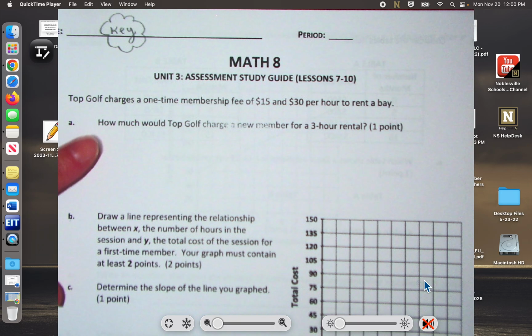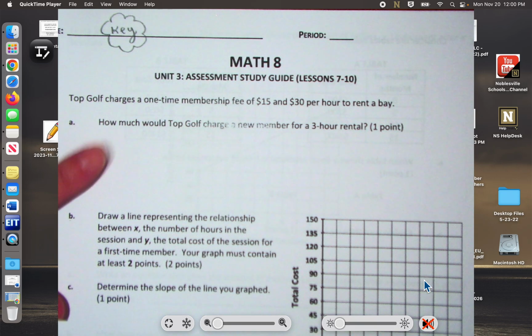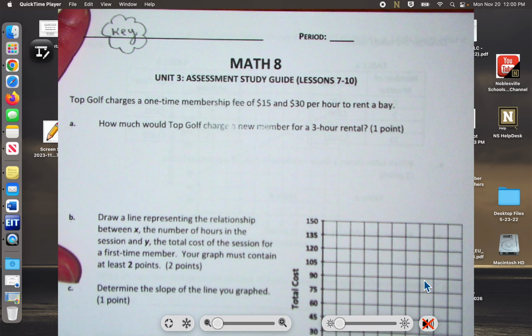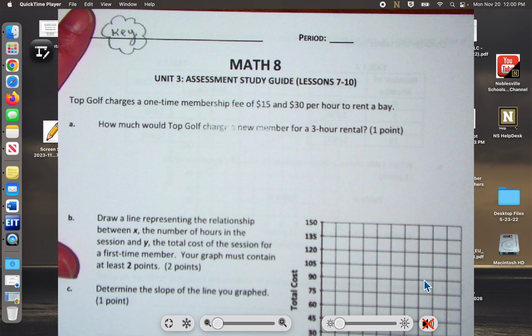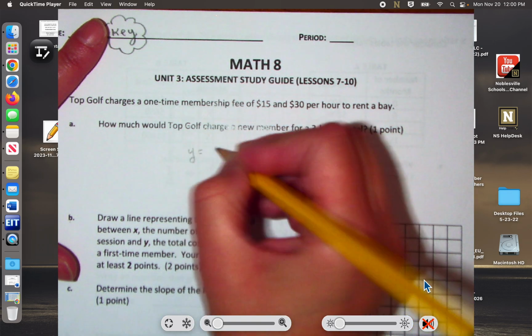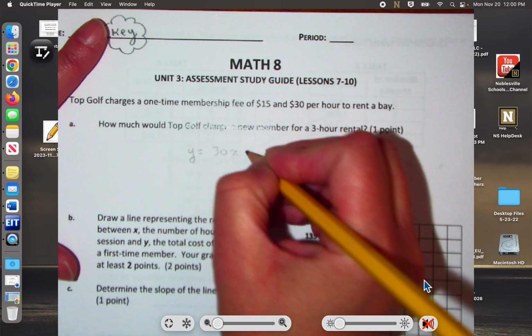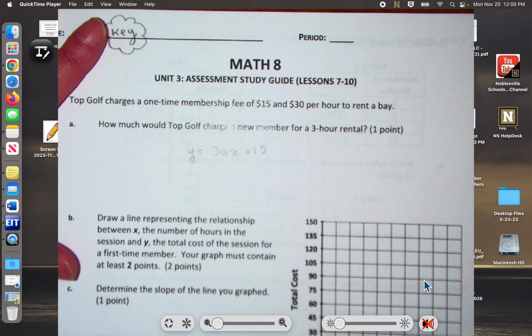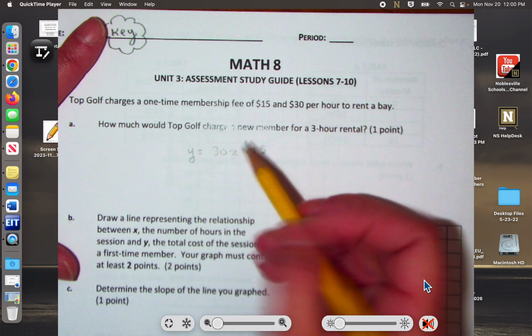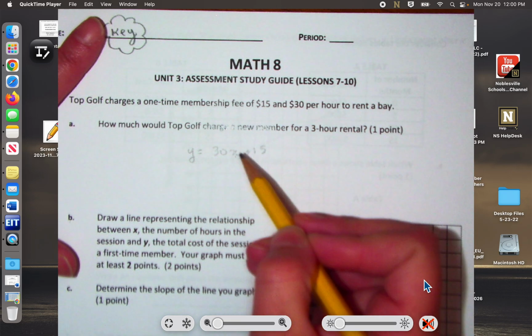So can somebody tell me, what did you do here to figure out how much it would cost? Dasha? I need an equation like y equals 30x plus 15, and I got $105 for 3 hours. Great. So then you put 3 in for x.